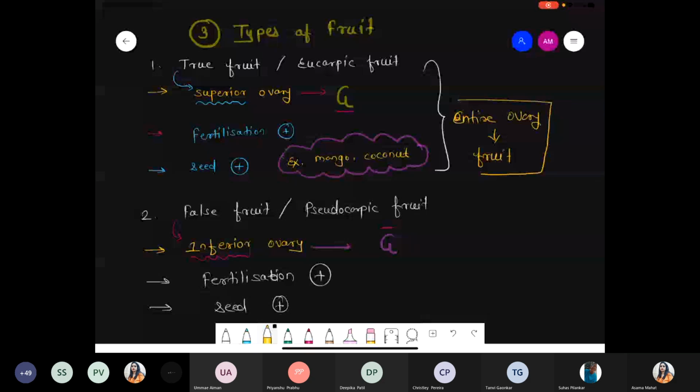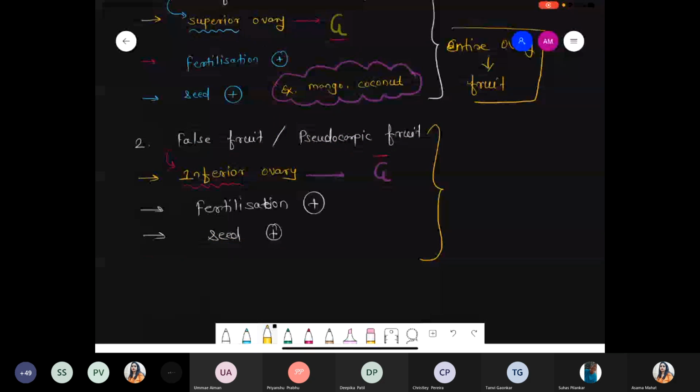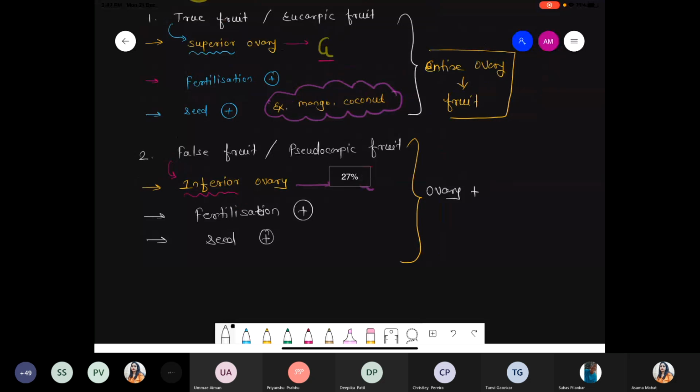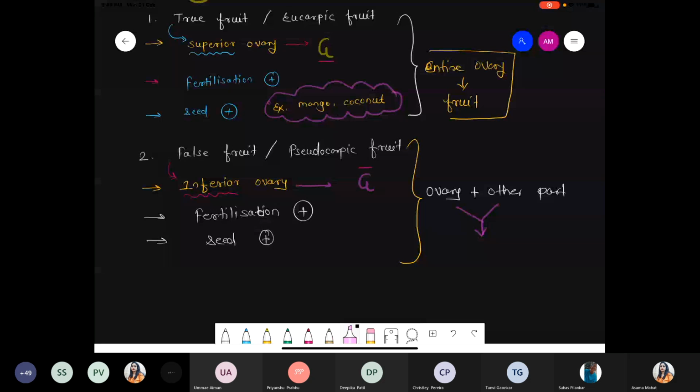But now what happens when you compare this point with the false or pseudocarpic or false fruit condition? In this case, not only the ovary, but other parts also attach, and after fertilization they convert into fruit. So the ovary, and along with that other parts, also get included, and collectively they form a fruit. So this is another major difference between true fruit and false fruit.